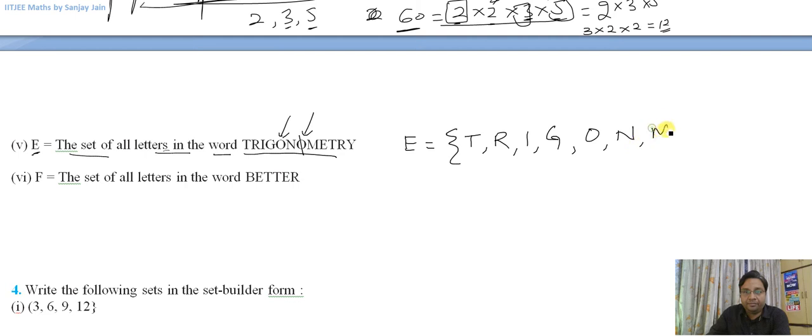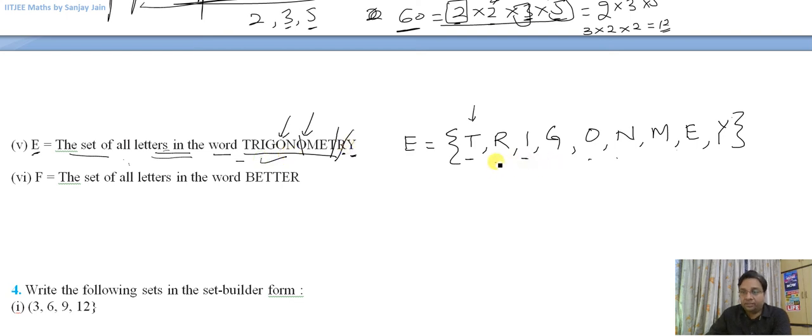M, E. This T is not required to be written here because T is already written here. R is not required to be written again. Y, yes, I can write because I'll have to write only once and then close this bracket. So T, R, I, G, O, N, M, E, Y. So this is the set of all letters in the word trigonometry.